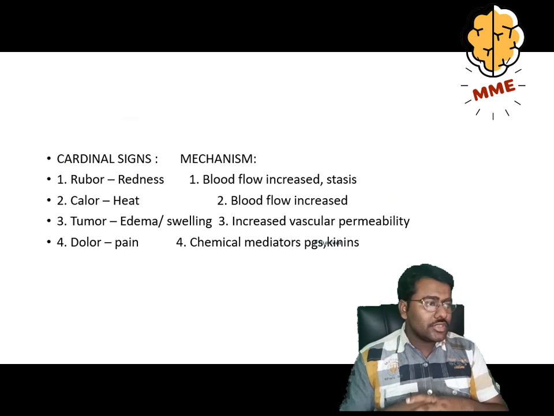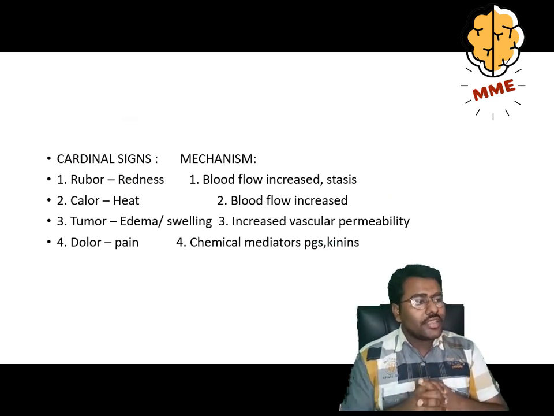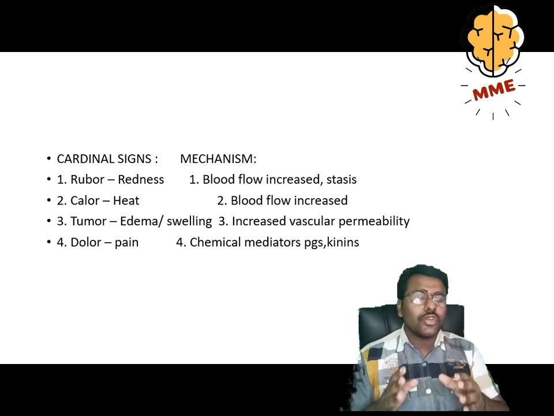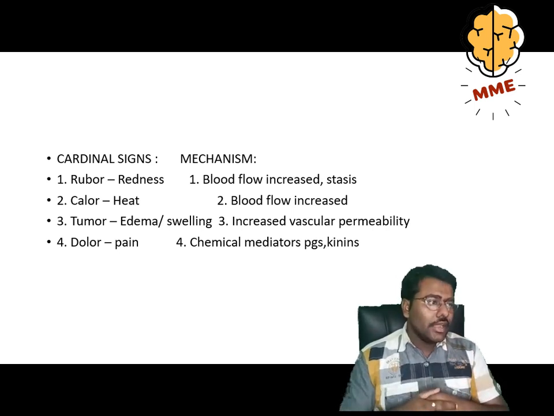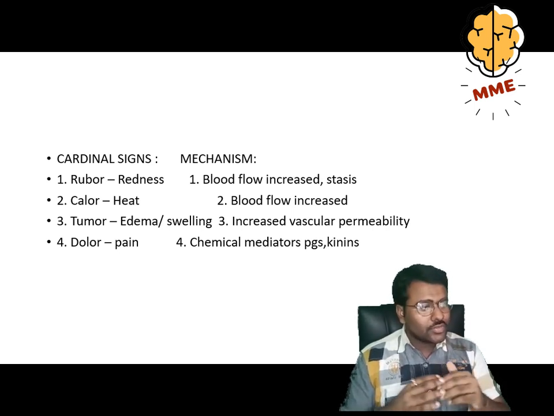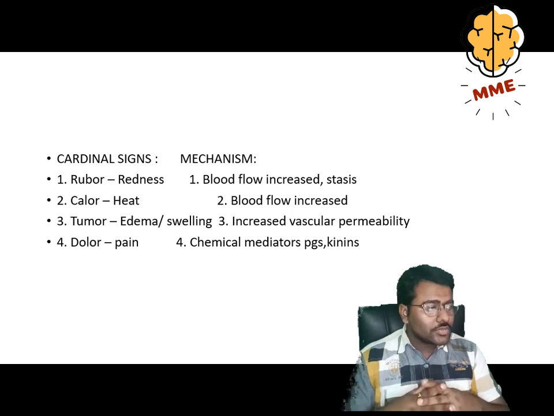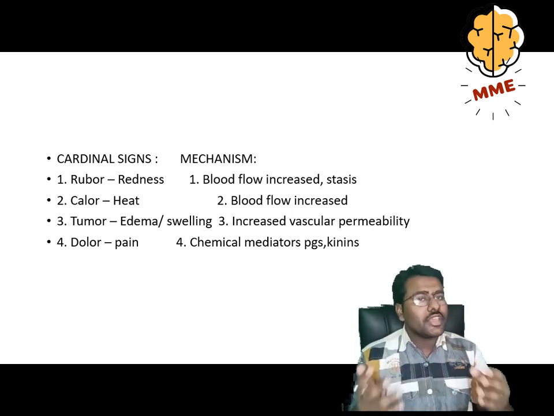Coming to the next question, the cardinal signs of the inflammation and what is the mechanism of the inflammation. First is the rubor. Rubor means the redness, which is because of the stasis. In calor, the heat, it's mainly from the blood flow increase. Tumor is the edema or the swelling. Why is it caused? Because of the vascular permeability increase. And dolor, the pain, is mainly from the chemical mediators.